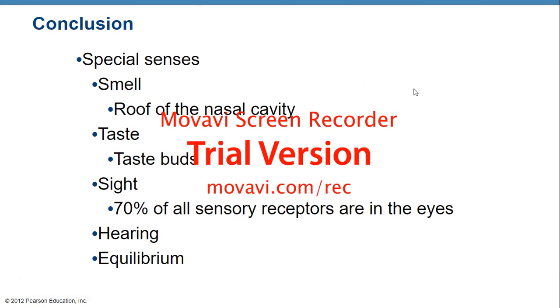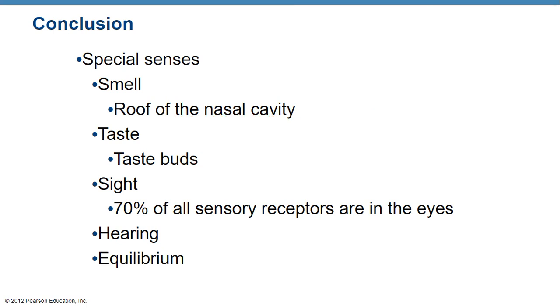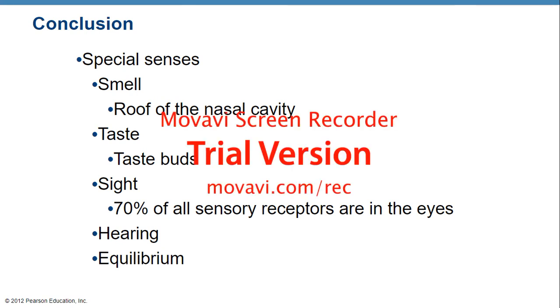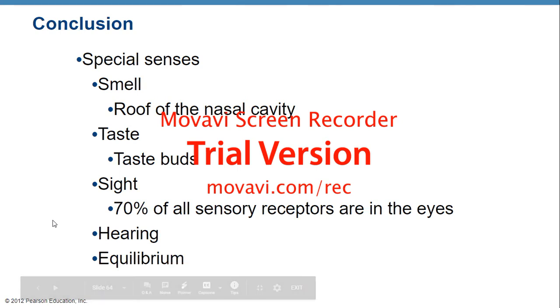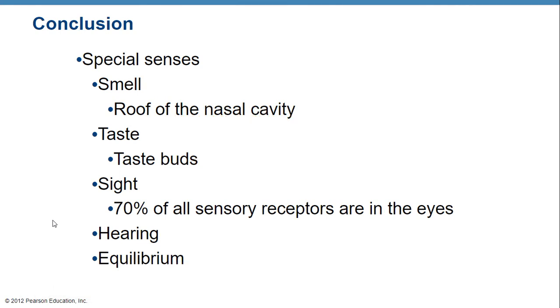So in conclusion, the special senses: smell, in the roof of the nasal cavity; taste, with the taste buds; and sight. 70% of all sensory receptors are in the eyes, and then with the ears, you have hearing and equilibrium. All right, so that is the end of the notes for chapter 15.